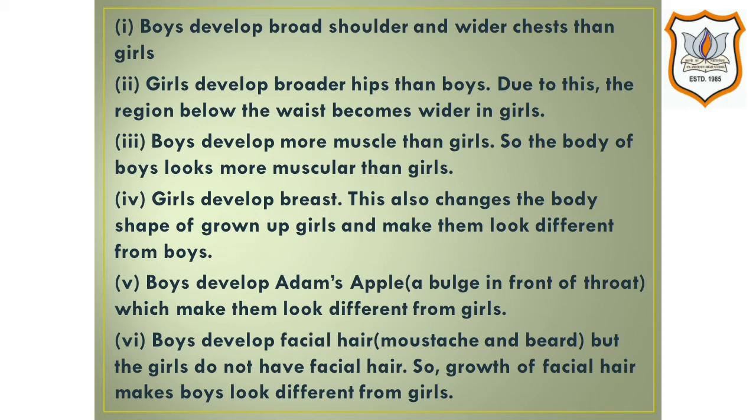Fifth one is boys develop Adam's apple, that is a bulge in front of the throat, which makes them look different from girls. And sixth one is boys develop facial hair, that is mustache and beard. But the girls do not have facial hair, so growth of facial hair makes the boys look different from girls.